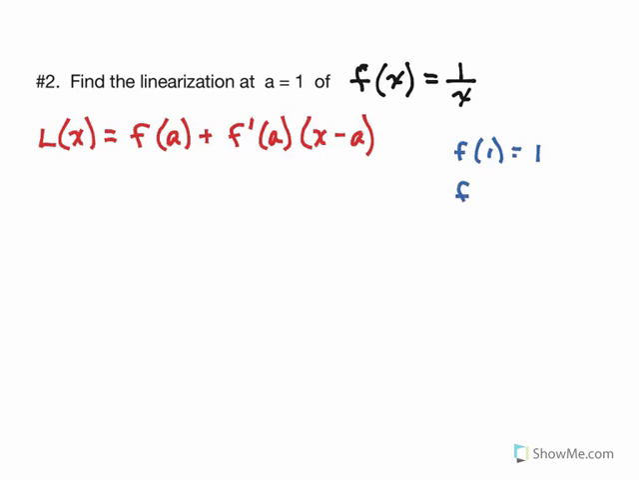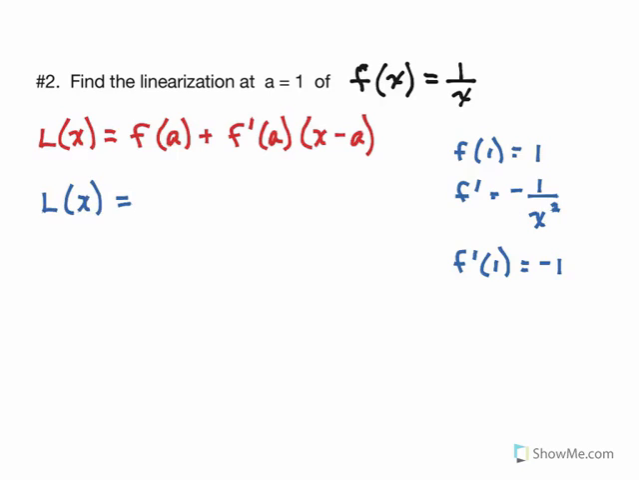Let's go ahead and do our derivative. Our derivative is going to be negative 1 over x squared. You can think of the original function as x to the negative 1 and do the power rule from there. So f prime of 1, our a value, is simply going to be negative 1. So that's our slope that we're going to use. Now we can simply substitute everything in. So we have our linearization.